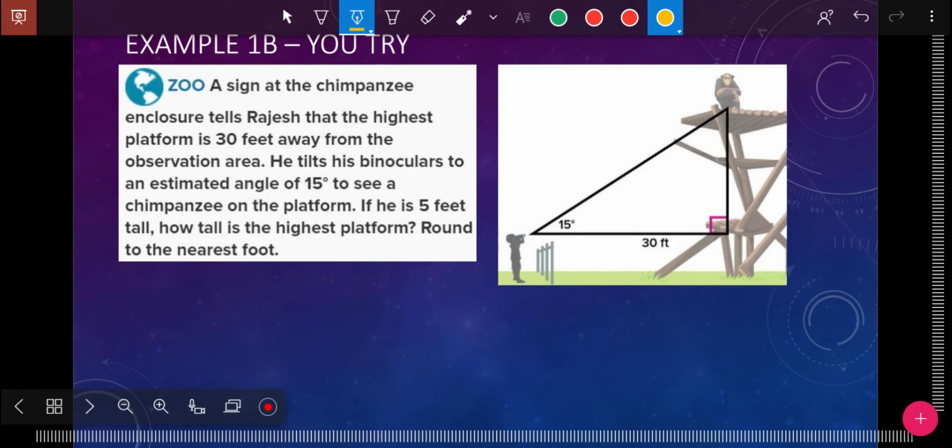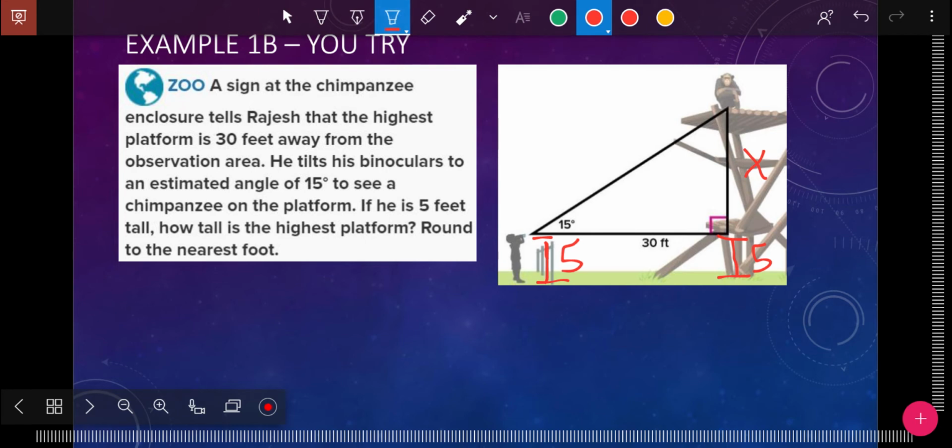Now, the question is, as Rajesh looks up at the chimpanzee, it says he's 30 feet away. He's looking up at a 15-degree angle with his binoculars. How tall is the platform? First thing I want to do is put my X right here. Now, I need to account for this distance right here, how tall Rajesh is. It says his eyeballs are 5 feet, so I want to add 5 feet onto my answer for the platform.